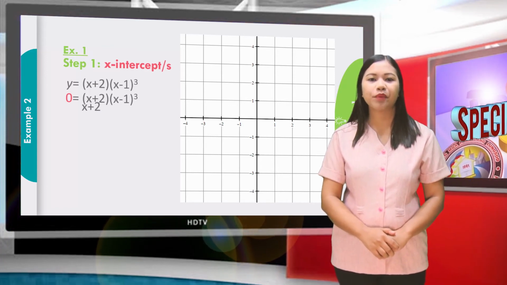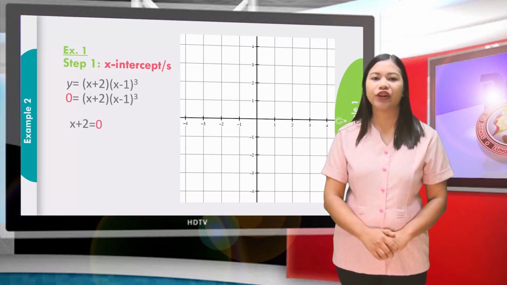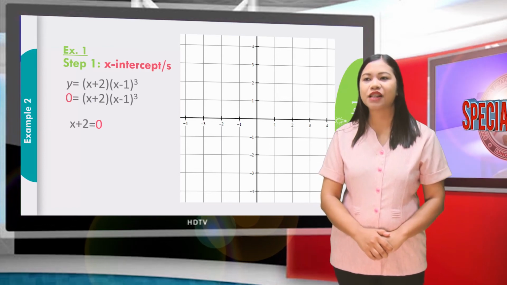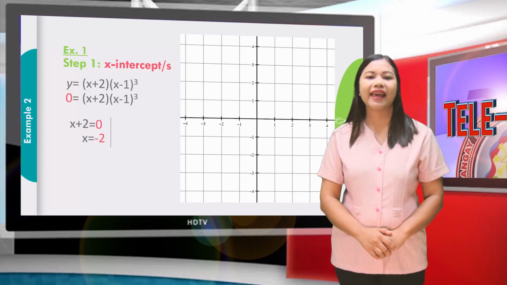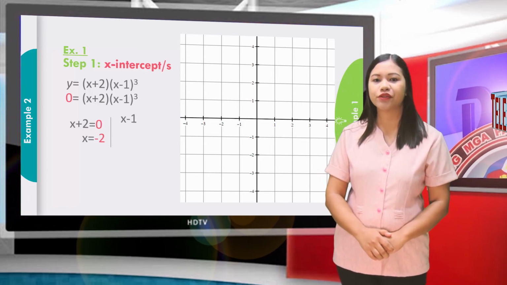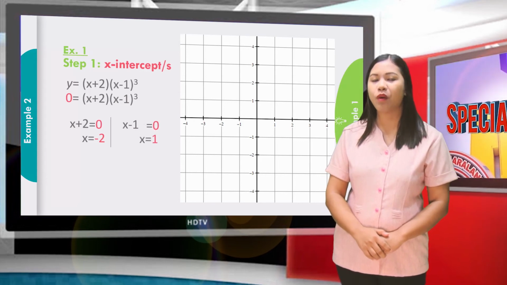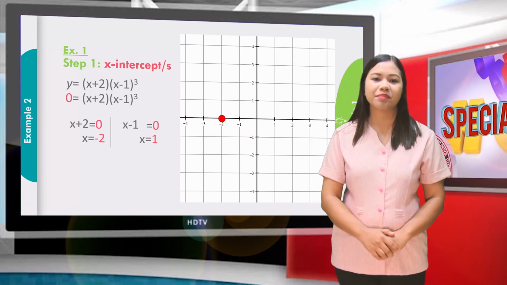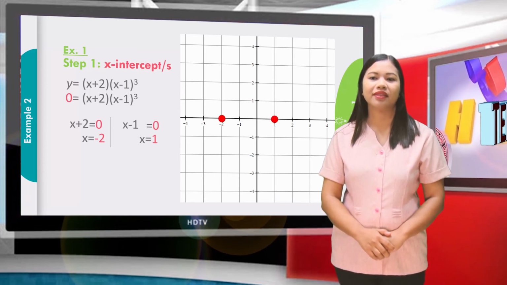Then apply zero product property to solve for x. Get the first factor and equate it to 0. Solving for the value of x, we have x equals negative 2. Get the second factor and equate it to 0. Solving for the value of x, we have x equals negative 1. So, the x-intercepts are negative 2 and 1.